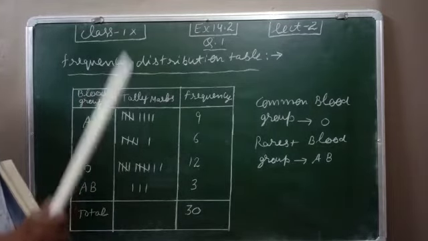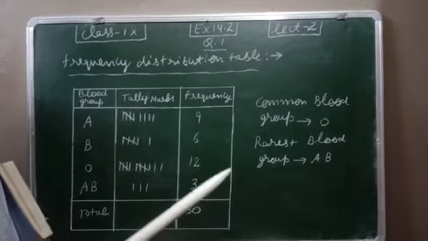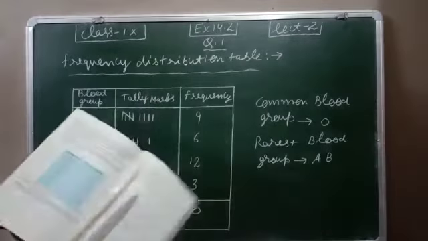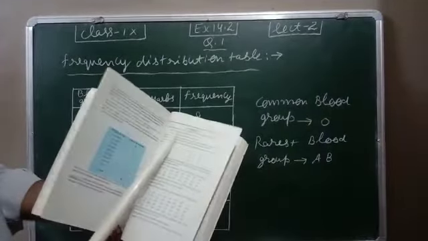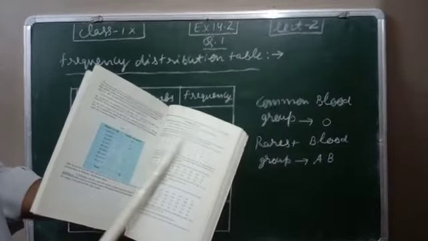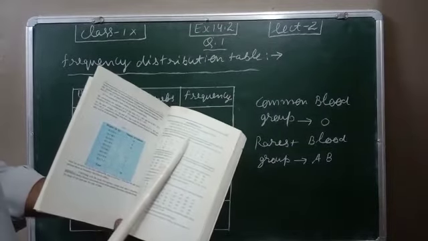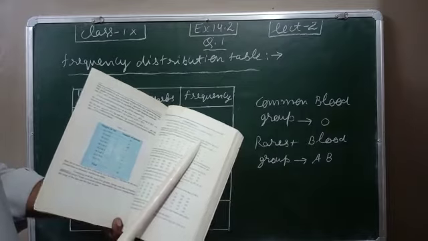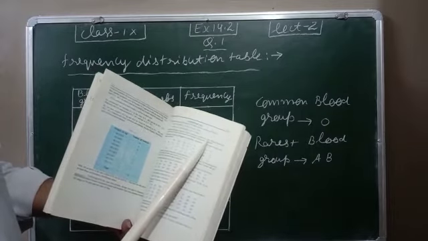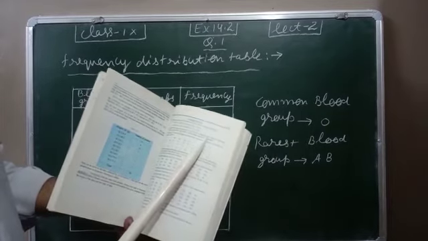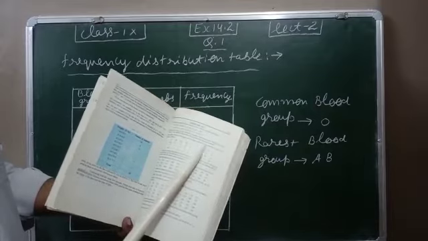Frequency means how many times a value is occurring. Take the example of question number 1: the blood groups of 30 students of class 8 are given. Represent this data in the form of a frequency distribution table. First we will read the question up to this point, then after completing the table we will read the last line.